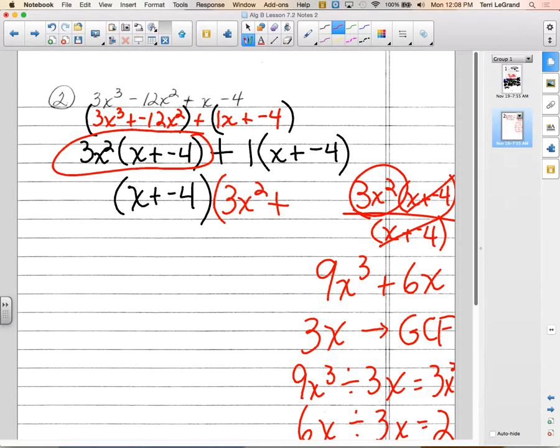what's going to happen when I take this term? It's 1 times x plus negative 4. That is a whole term. What would happen after I divide x plus negative 4 out of that? The circled green. After I divide the x plus negative 4 out, what do I have? If I take 1 times x plus negative 4 and divide it by my GCF of x plus negative 4, what do we get? We get 1.